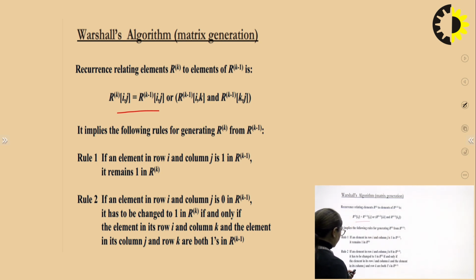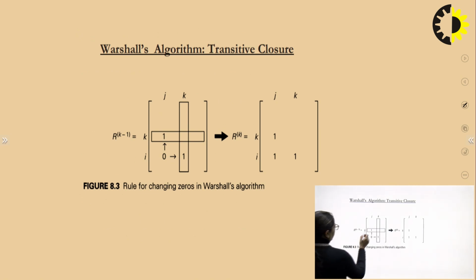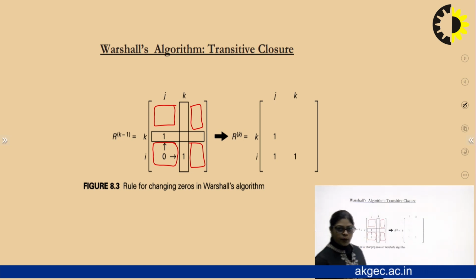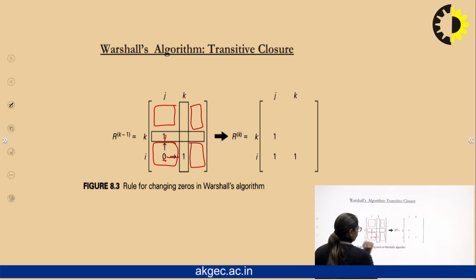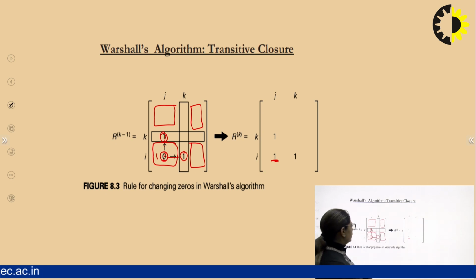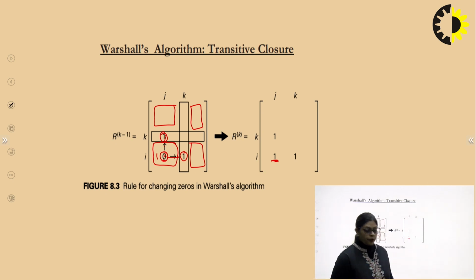Now, I will explain it with the help of an example. See here, suppose we are highlighting this kth column and kth row. Now, we have to check all these values here and here, here and here. We have to check only zeros. If there is 1, we will not touch them. Suppose there is a 0 here, and we will check the corresponding row and the corresponding column value. If this is also 1, this is also 1, we will replace this 0 with 1. This we will do for all the rows and all the columns and for all zeros.